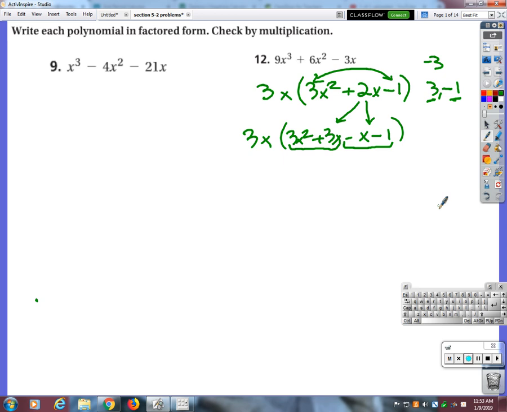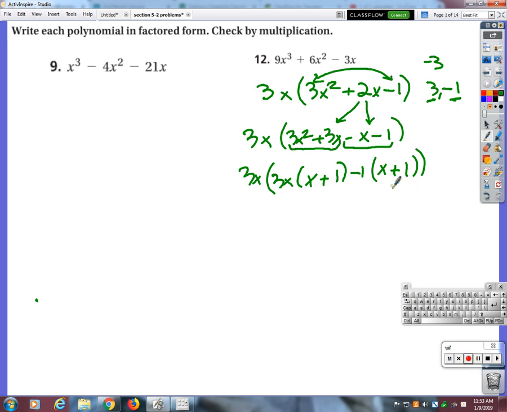And so what I'm going to do from there is look at this as two separate problems. What can I factor out of 3x squared plus 3x? 3x. If I factor 3x out of 3x squared, what am I left with? Good. And if I factor 3x out of 3x, then I'm left with 1. Okay? What can I factor out of negative x minus 1? Negative 1. And when I do that, what am I left with? X plus 1. Okay?